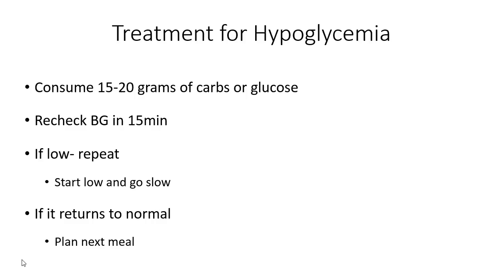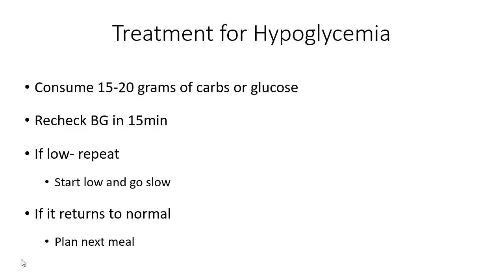But if you keep falling and you're not doing anything about it, eventually you're going to get so low that you will have seizures and you'll be unconscious and possibly die. So the idea is to start low and go slow. Every 15 minutes, keep rechecking until you hit that 100 mark. Use your juices, use your glucose tabs, and get yourself up as high as you can get.